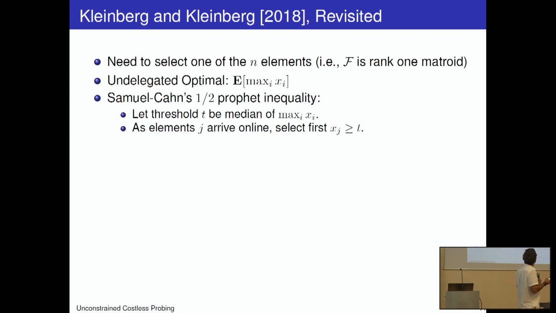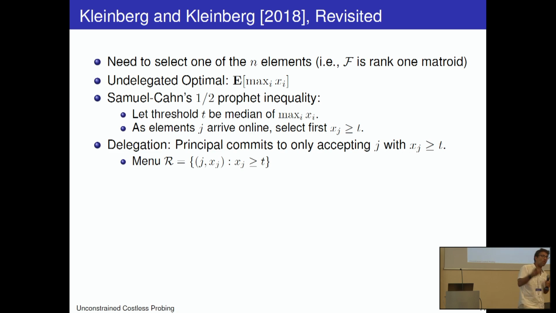So if you think of the prophet inequality setting where these random variables arrive online, there's a threshold policy due to Samuel-Kahn that guarantees that you recover at least half this benchmark. It operates as follows. You set a threshold t equal to, for example, the median of the maximum reward. There's a distribution for the maximum reward, you pick its median, and then as these random variables arrive online, you pick the first one that beats this threshold. That's shown to extract half of the optimum, the expected max of x_i.